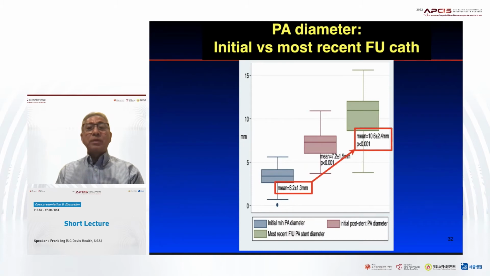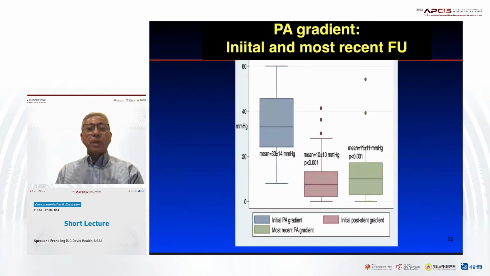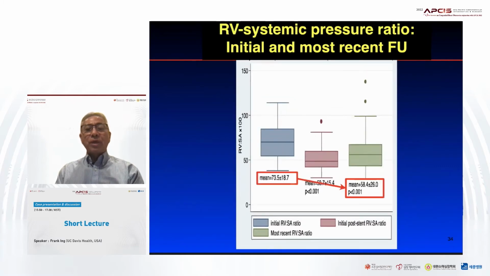Again, this represents the infant group, not the previous one where the patients were stented much later in life. If you look at the PA gradients, it decreased from 33 to 11 over time, and the RV to FA ratio went from about 2/3, 3/4 to a little over 50%. So these are the data from infant stent follow-up over time.